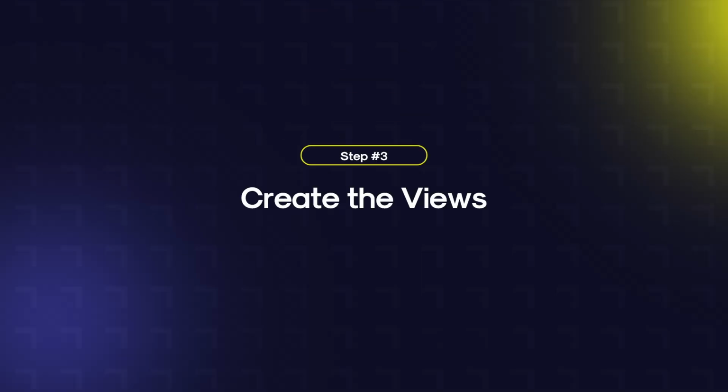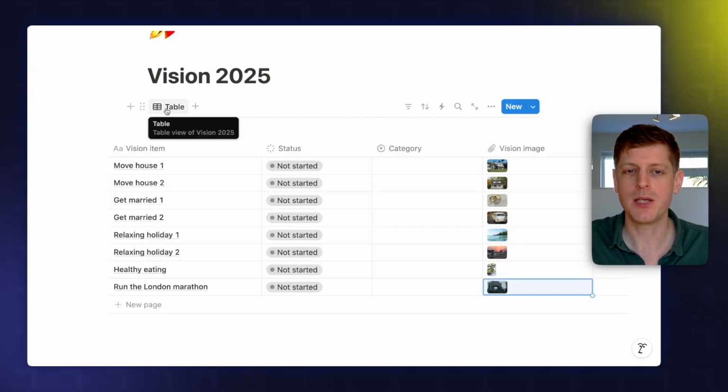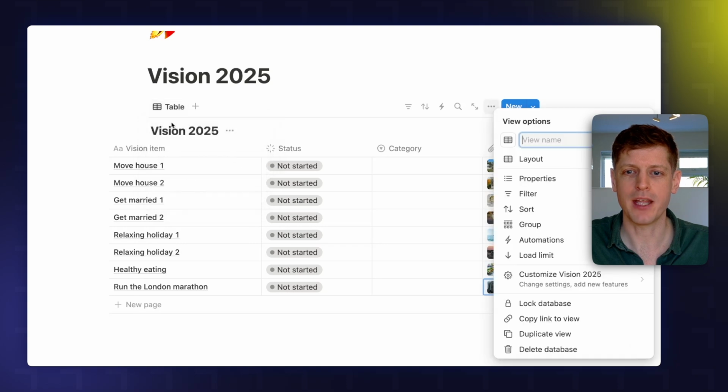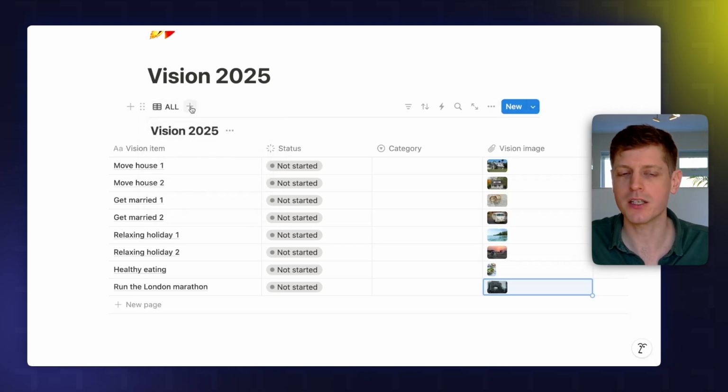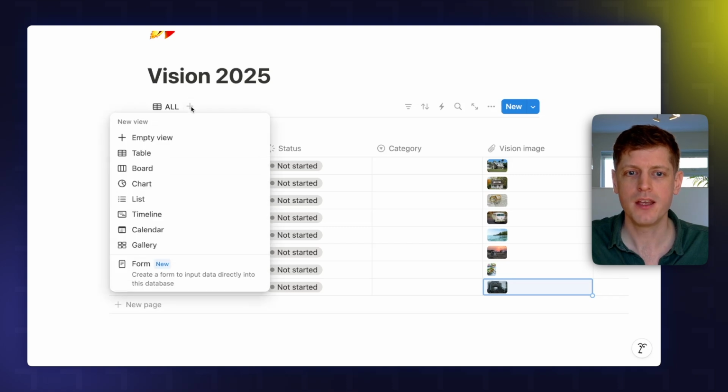The third part of the Beck framework is to create views. So here you'll see that we've got a table view, and I'm just going to rename that and call it All, just to make it a bit easier. And then we've got this plus button. So if I click on plus, now what we want to actually use is a gallery view.